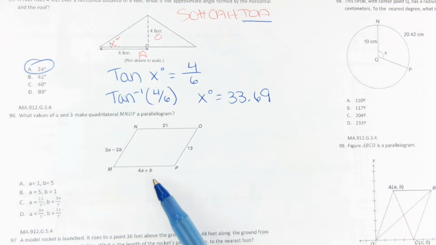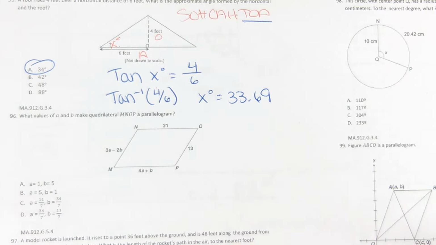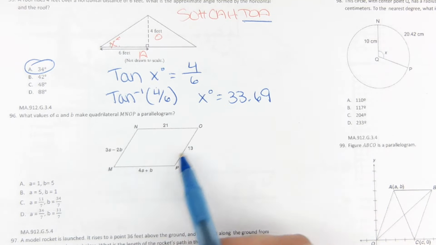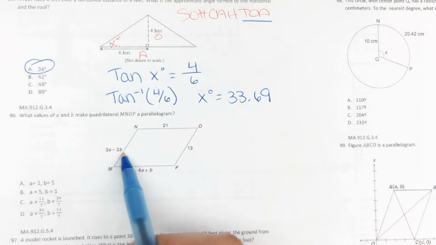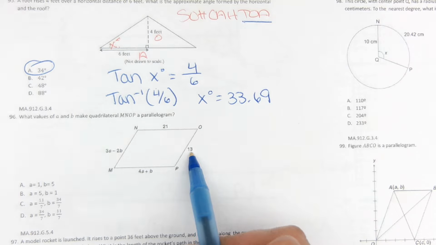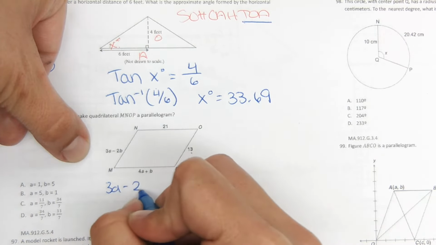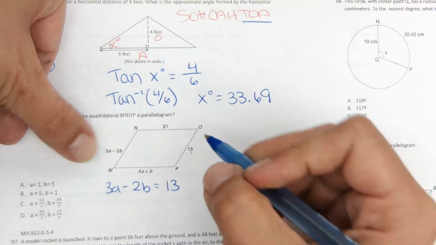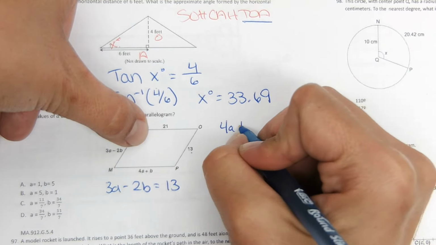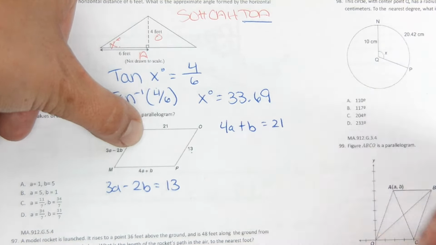What values of a and b make this quadrilateral a parallelogram? You set these equal, as you may remember. It's a little bit tricky because you have two variables at a time, which you can't solve for both variables at a time. So let me set this up. We have 3a minus 2b equals 13, and then we have 4a plus b equals 21.